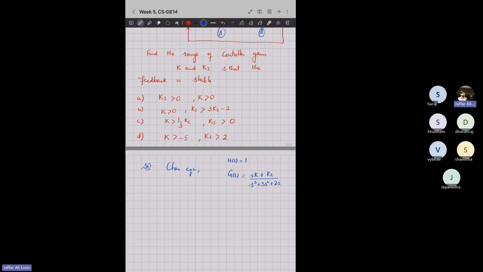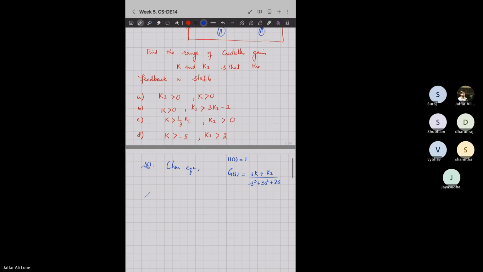Now, can anybody tell me what is the characteristic equation? Because that is important to us. The denominator, basically. So this is my characteristic equation. Anybody? Did all of you get the same equation? s cube plus 3s square plus s into (2 plus K) plus Ki equal to 0.